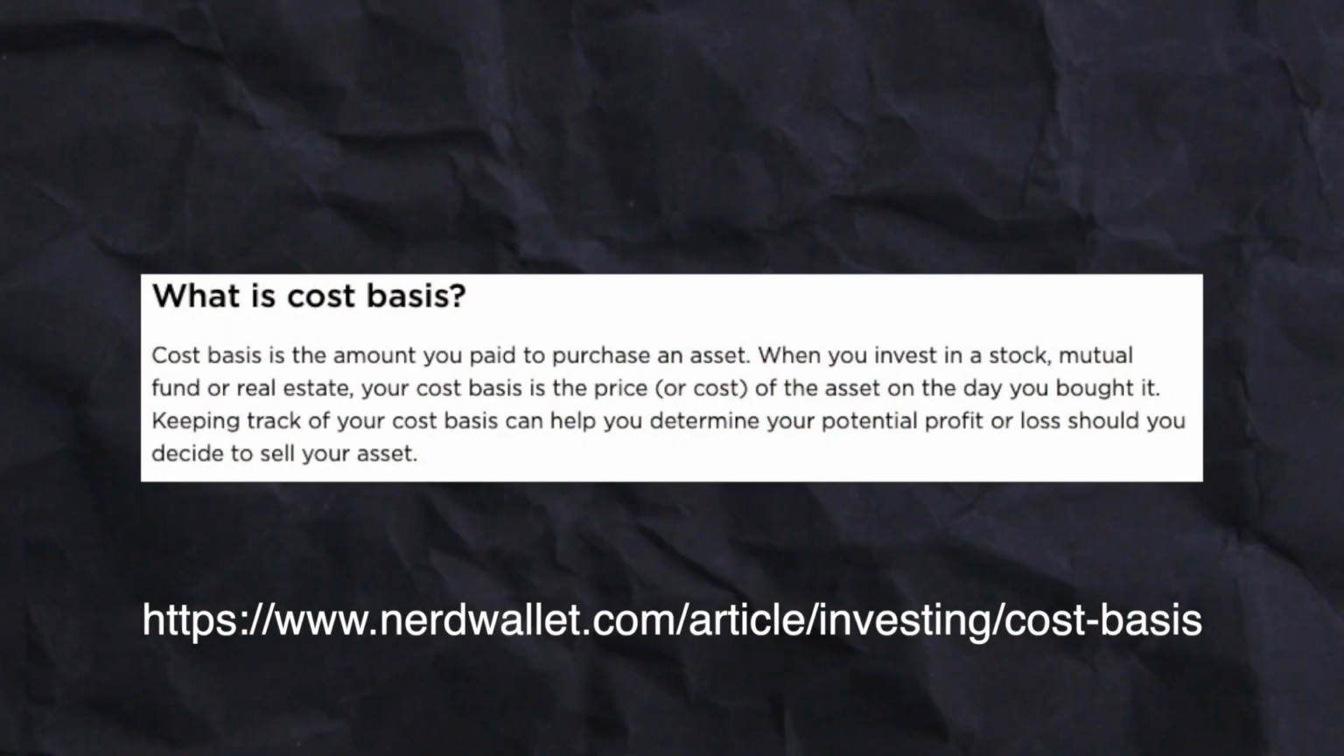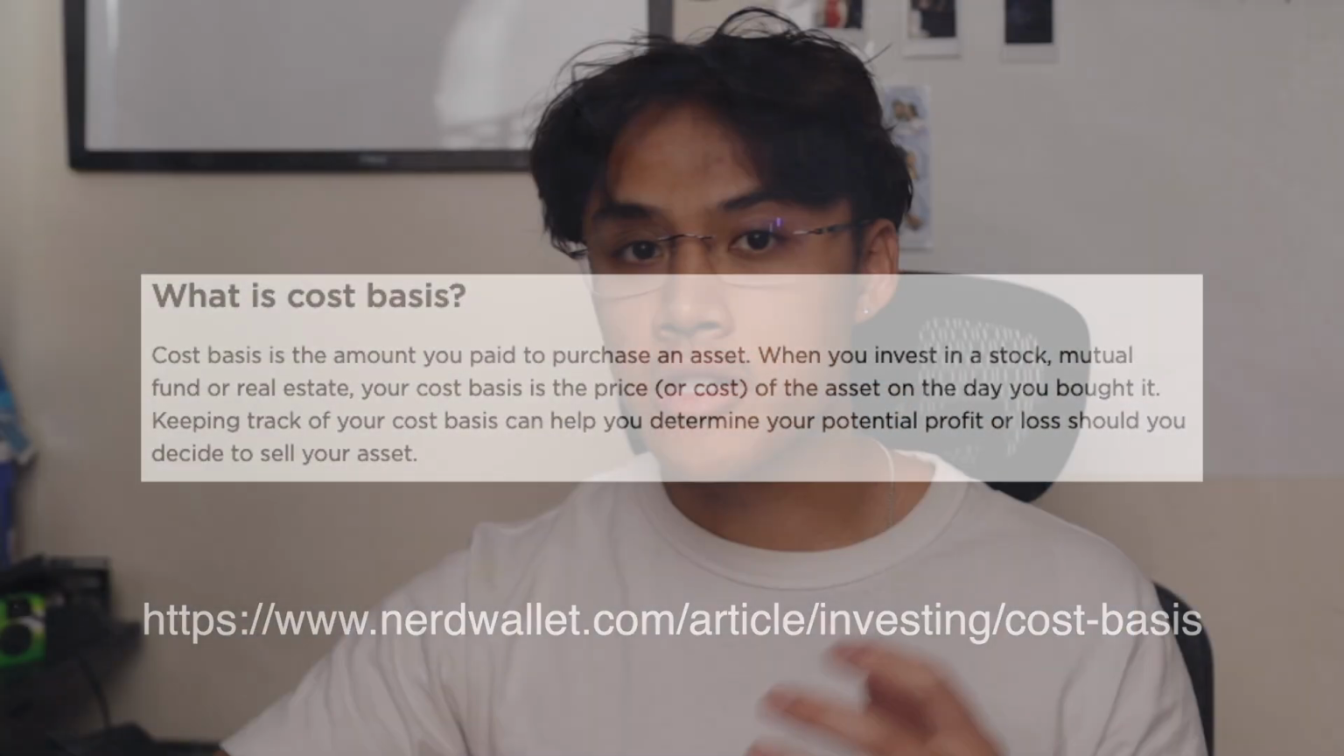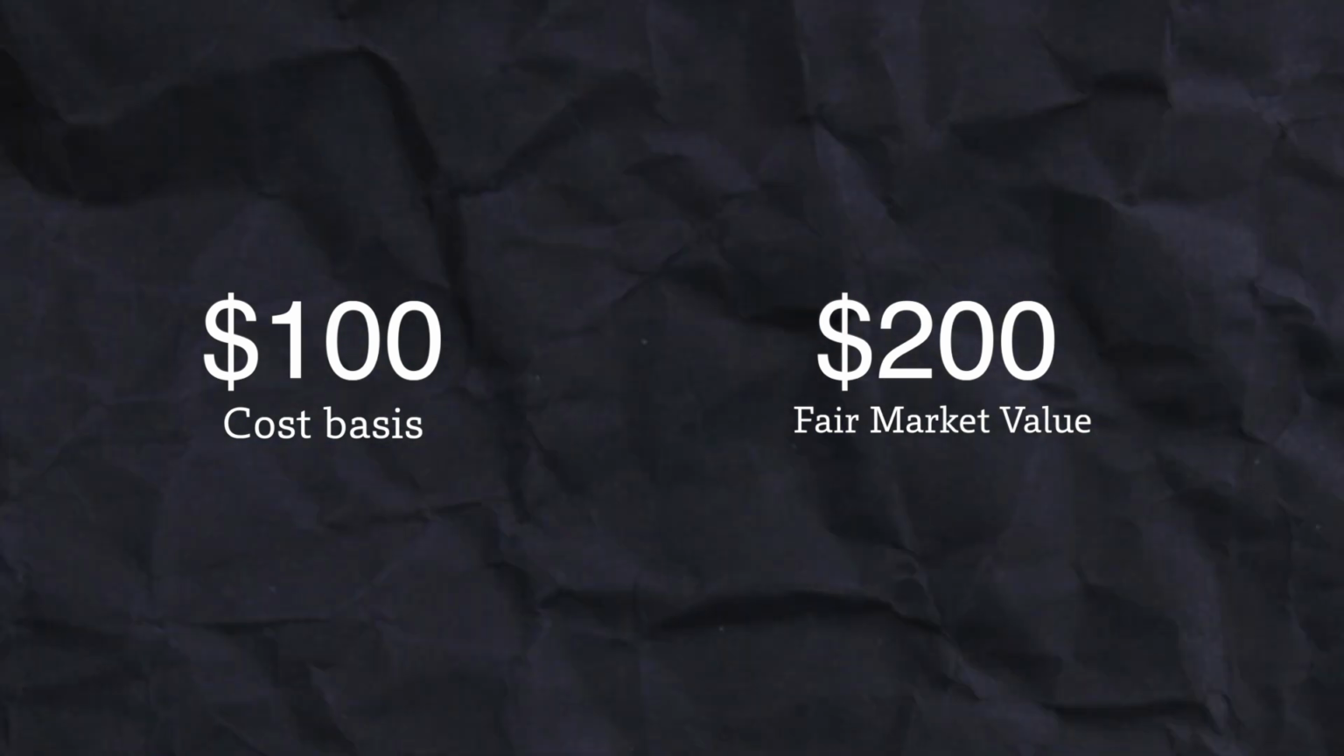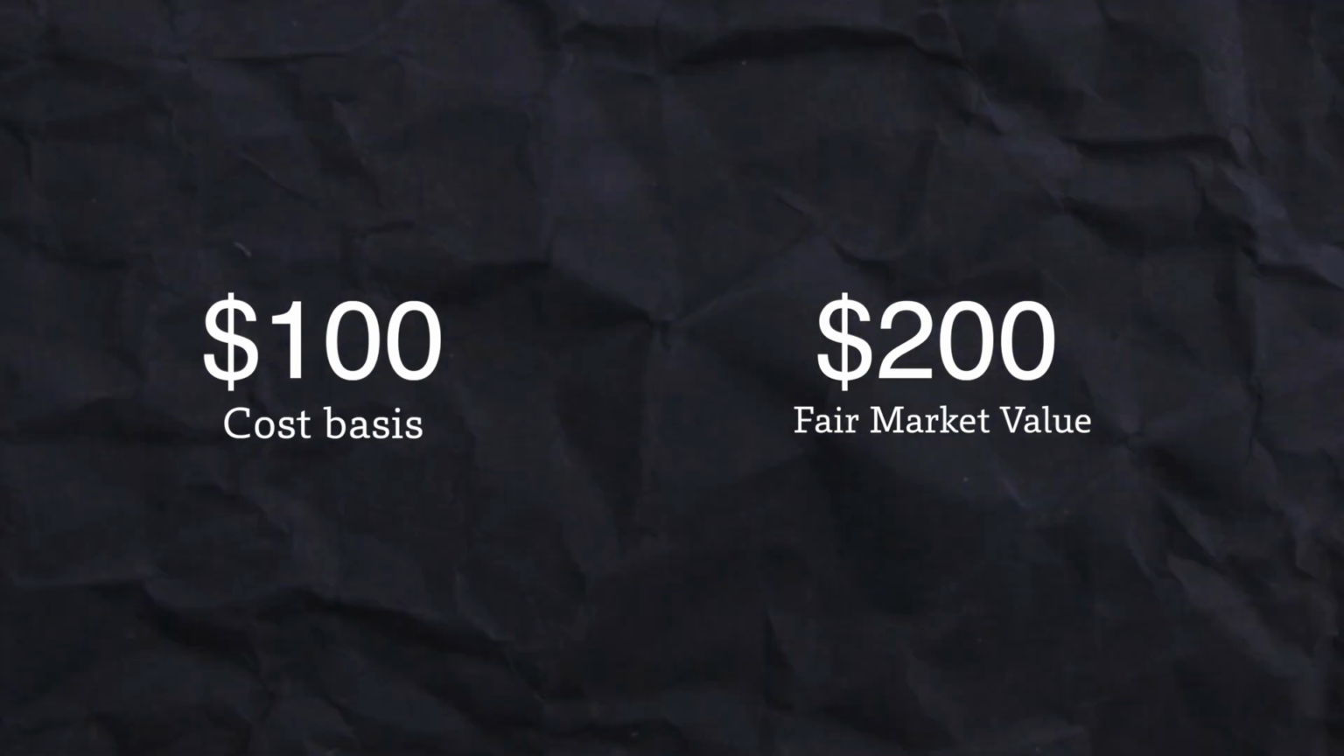So whenever you buy a stock or an ETF or any other type of asset, the cost at which you acquire that asset is called the cost basis. Now, this cost basis is later used to determine how much profit or how much loss you have made on the sale of that asset, and therefore how much you have to pay in taxes or how much you can deduct from your taxes. So let's say, for example, you bought a stock for $100 and now it's worth $200 and you decide to sell it.